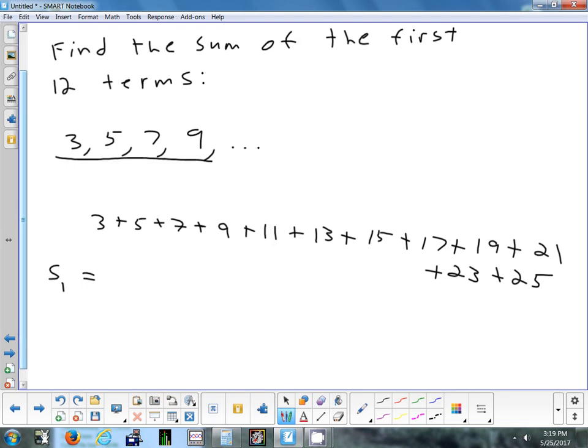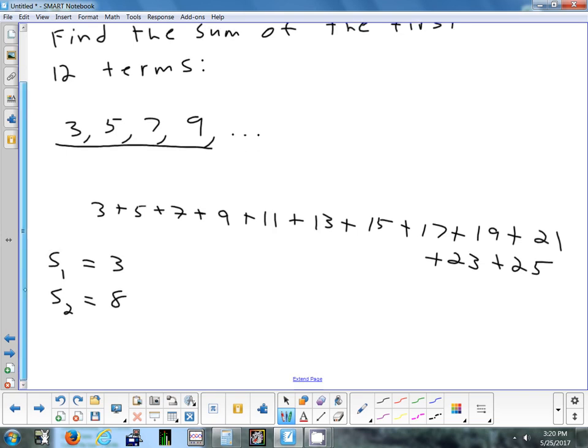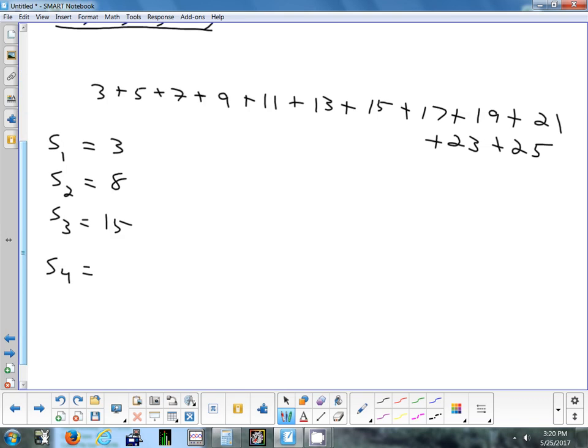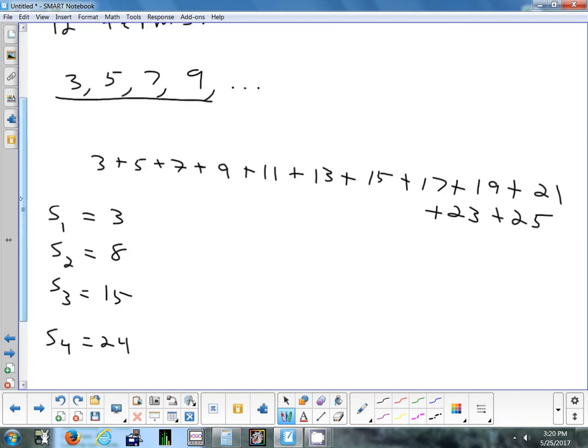The sum of the first 1 term? 3. What's the sum of the first 2 terms? 8. And the sum of the first 3? 15. And the first 4 terms? 24. So now the goal would be to try to find a pattern in these numbers. This isn't probably the easiest one to figure out a pattern for, but if you had to, it would probably be something a little easier to figure out.